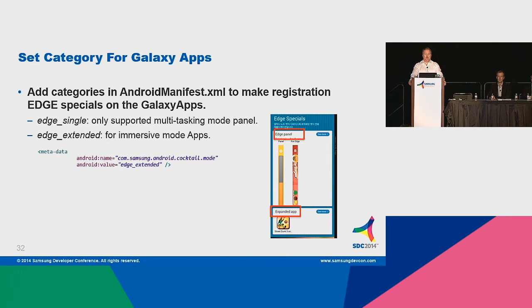In order to get your applications added to the Edge special section in the Galaxy Essentials store, you have to add specific metadata to your Android manifest file. So you have to declare that your app's supporting the Edge panel, and you set the attribute to Edge single. If you are using the extended feature, then you set that attribute to Edge extended, and if you're using both, it's Edge single / Edge extended.